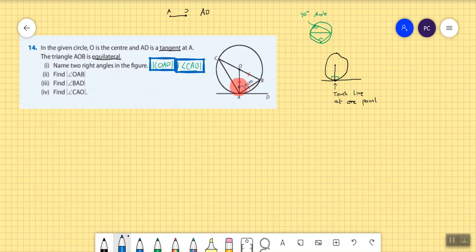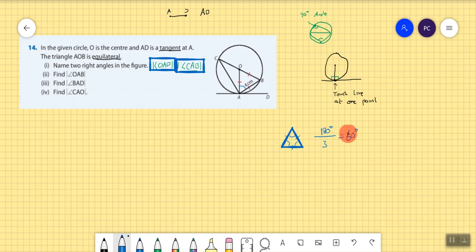Now what we can say is, we know that this is an equilateral triangle. So we have an equilateral triangle. That means the sides are equal in length, but it also means that the angles are equal. So remember, the three angles in a triangle have to add up to 180 degrees. And if all the angles in an equilateral triangle are equal, then one of the angles will be 180 divided by 3, which is equal to 60 degrees.